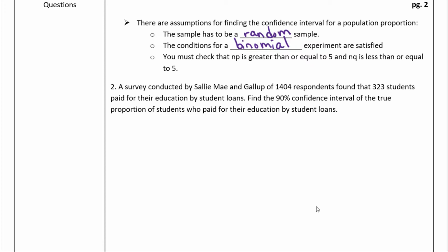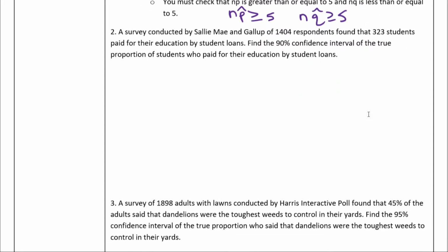You must also check that the n p hat, they should say p hat, is greater than or equal to 5, and q hat greater than or equal to 5. We already mentioned that in an earlier bullet. All right, so let's look at an example.